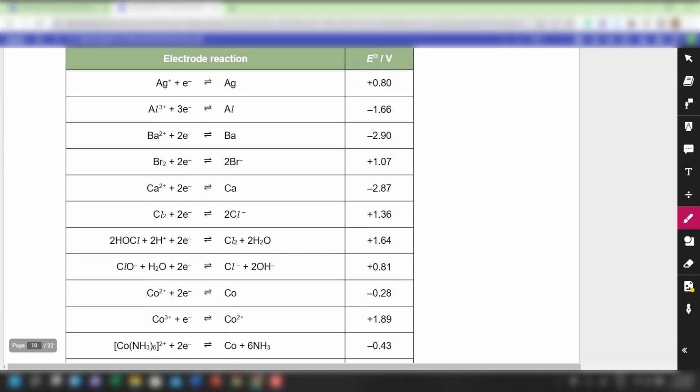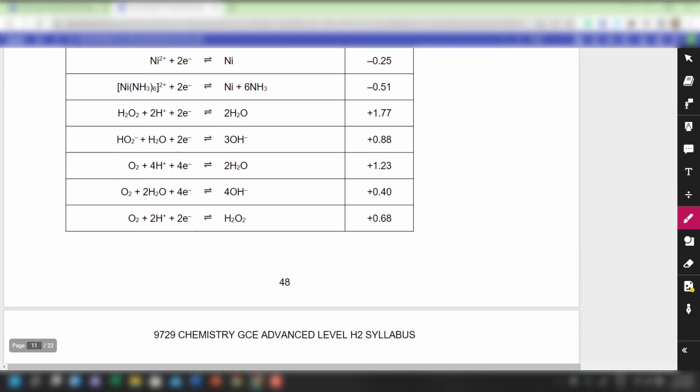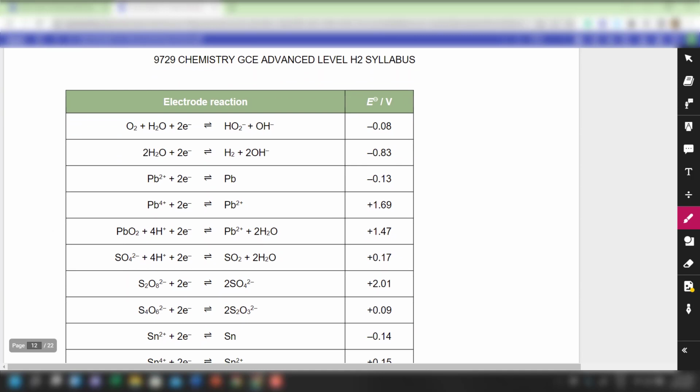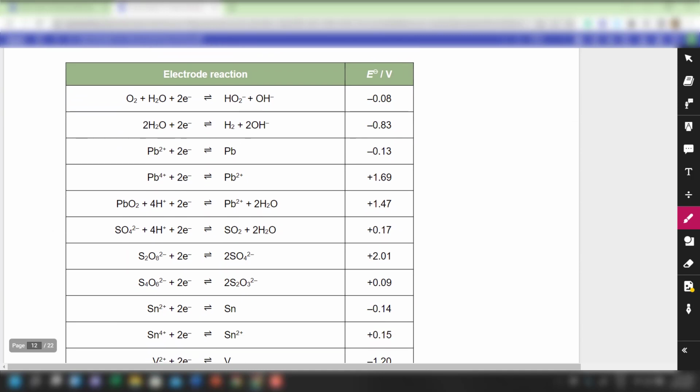We are given calcium to calcium, that's minus 2.87 volts. We are also given barium to barium, that's negative 2.90 volts. So that means I would expect the reduction potential of strontium to strontium to be between minus 2.87 and minus 2.9. That is a very negative reduction potential. And what are we comparing it with? We are comparing it with the standard reduction potential of water to H2.